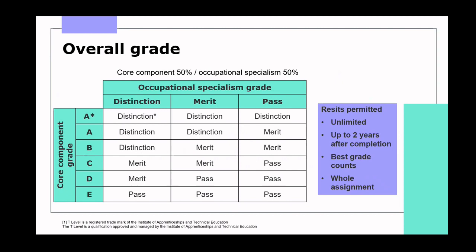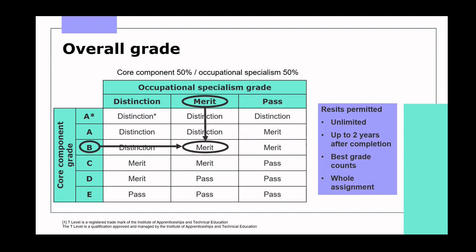And when all the assessment components have been completed, you'll be able to use the grading matrix that's found within the specification. And the overall weighting is a 50-50 split between the core component grade and the occupational specialism assessment grade. So let's say a student got a B in the core component and a merit for the occupational specialism. And the final grade is the intersection, which in this case would make it a merit.